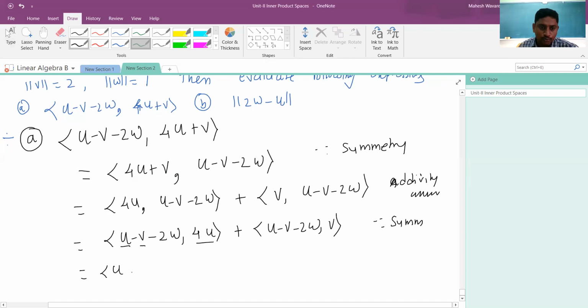So u inner product with 4u, plus minus v inner product with 4u, plus 2w inner product with 4u. This is the first expression. This is the third additivity you are applying.